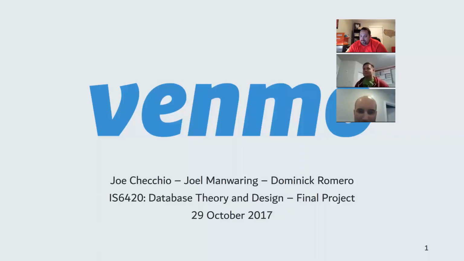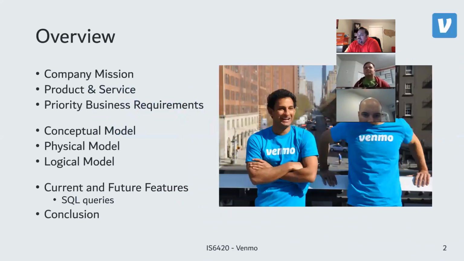All right. This is our project for database theory and design, our final group project. We've chosen Venmo as our project, and this is being presented by Joe Cecchio, Joel Manwaring, Dominique Romero. As we go through this, I'll be presenting the first three pieces: the company, the product, and the business requirements. Joel will be going over the modeling, and Dominique will be taking us through a SQL demonstration.